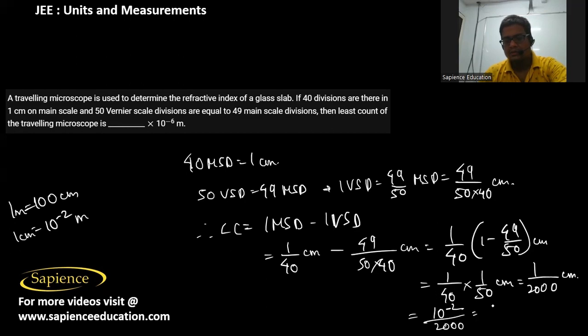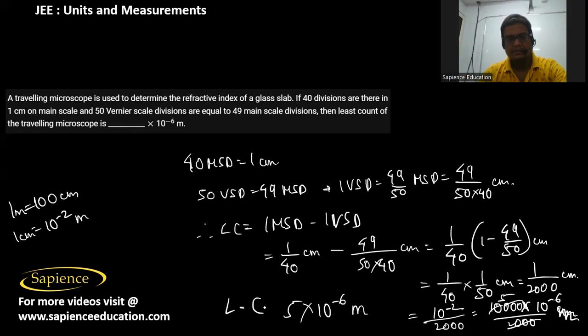So this I can say is 10,000 into 10 power minus 6 by 2000 meter. So this will be 5 into 10 power minus 6 meter. So this is the required least count. So in the blank we should write 5.